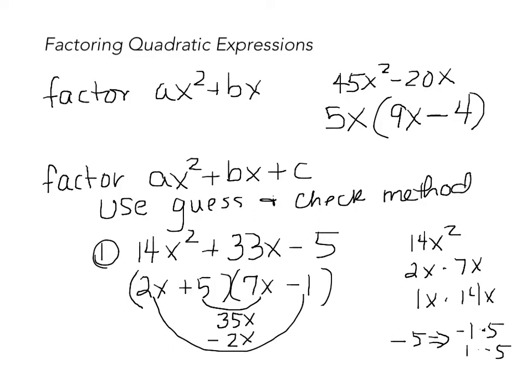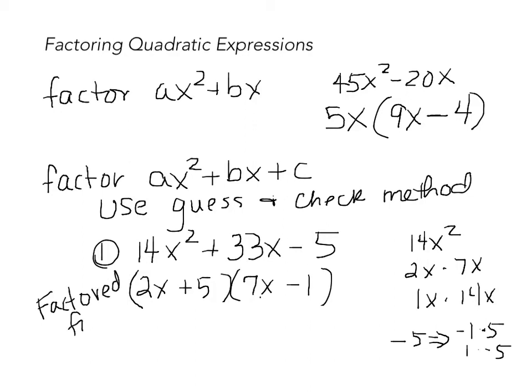Wait, that is positive 33x. So the final factored form is 2x plus 5 in parentheses, and in the second parentheses 2x minus 1. So this is factored form right here. So this is our factored form. And this right here is our expanded form.